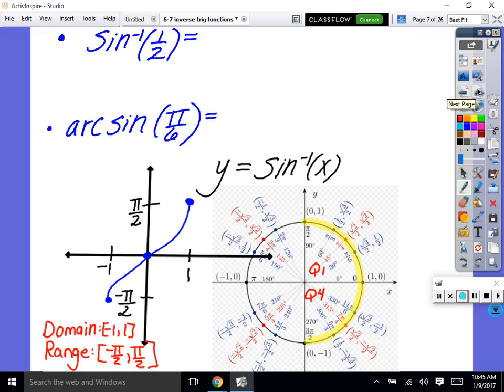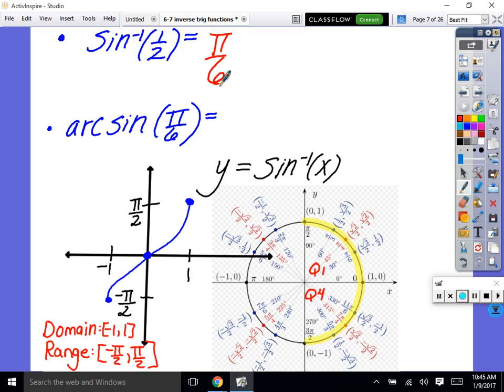Okay, so sine, what's the angle whose sine value is 1/2? Pi over 6, right? Okay, wait a minute. This is where it gets confusing for some people, and even I catch myself sometimes saying, wait a minute. So think about this one. Input has to be between negative 1 and 1, correct? So this one, we can't use our unit circle. We would have to use our calculator.